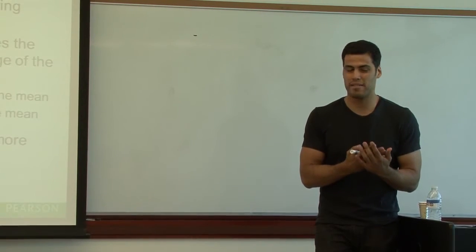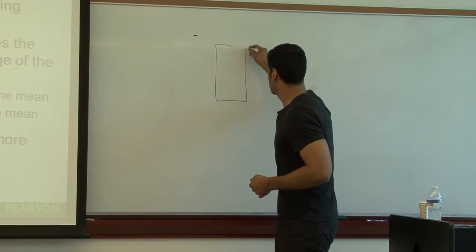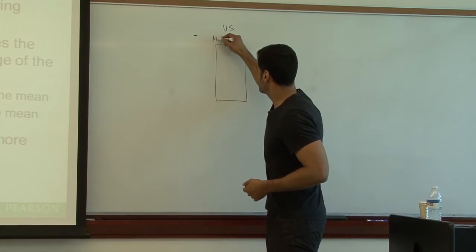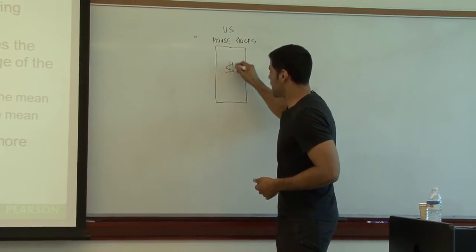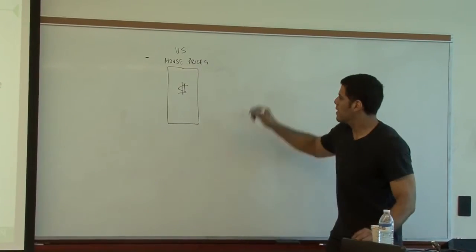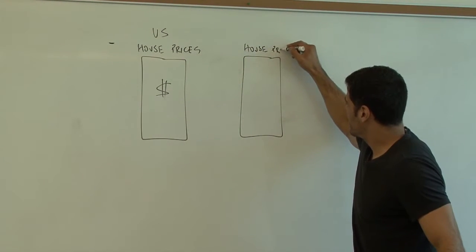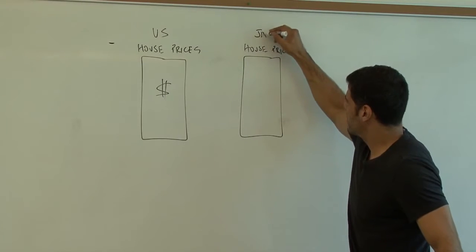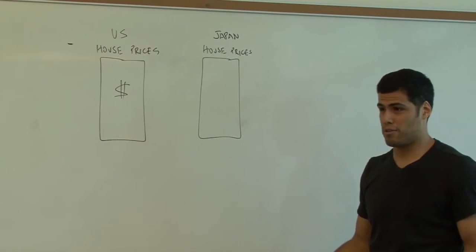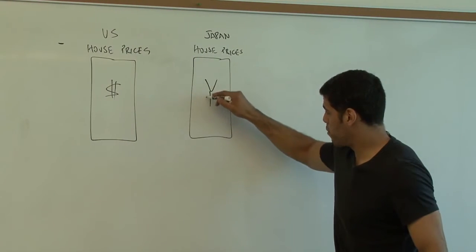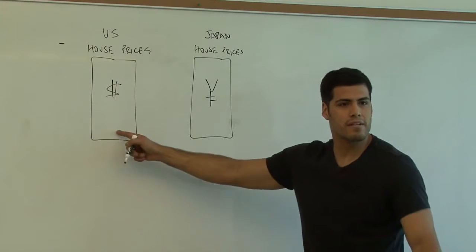In the US, housing prices are in the data set. When you look at the data set, you have US house prices. The data set comes in the form of dollars, right? And then in Japan, you also have a set of housing prices. The data set comes in the form of yen. Now you have two different currencies, right?